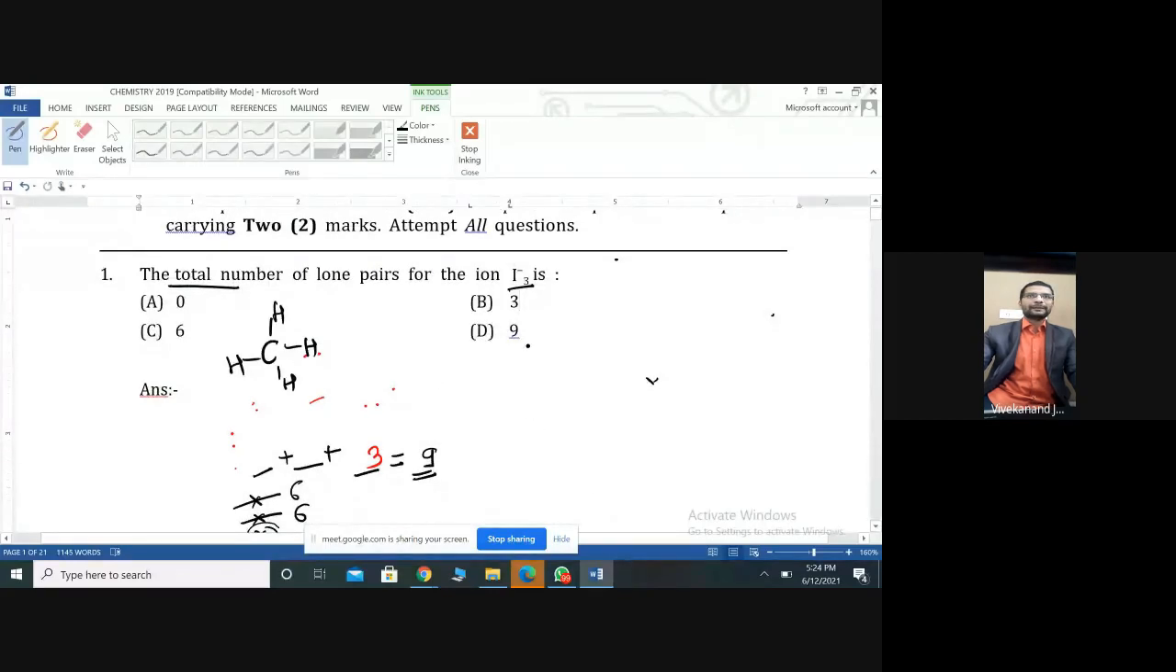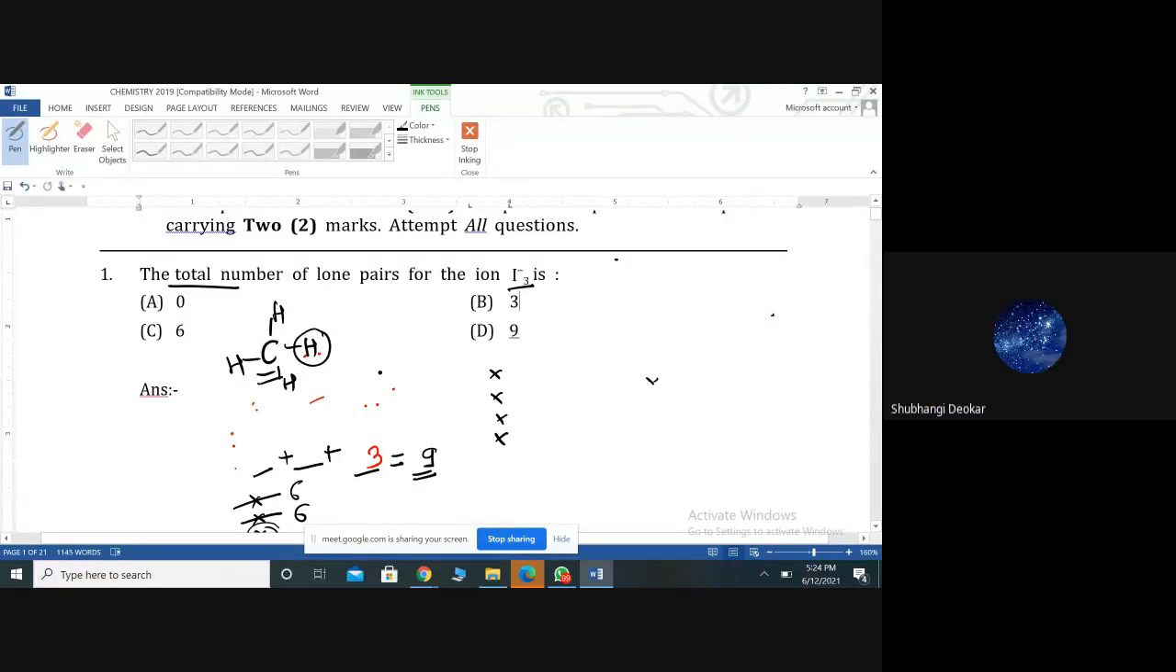On this carbon, how many electrons are present in the outermost shell? Four electrons. Is it simple? And hydrogen, how many electrons can be provided by hydrogen? One electron. So I'll mark the electrons of carbon by cross and the hydrogen electron by dot.